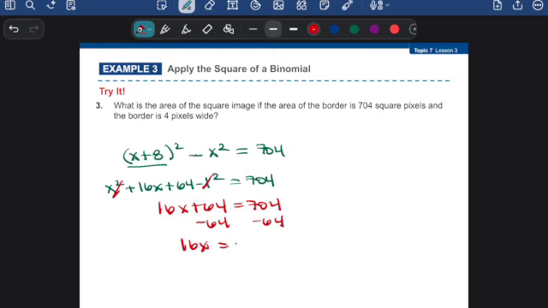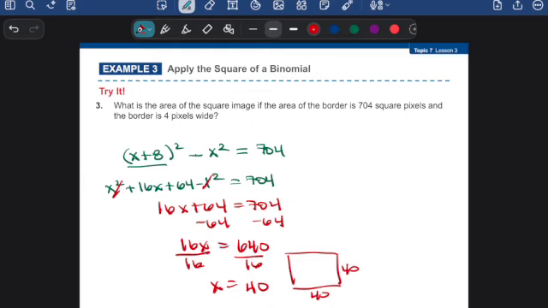16x is going to equal 640. Divide both by 16. X is going to equal 40. So the length of the image is 40 and the width is 40, so the total area is going to be 1600 square pixels.